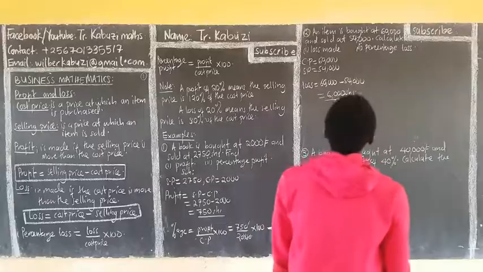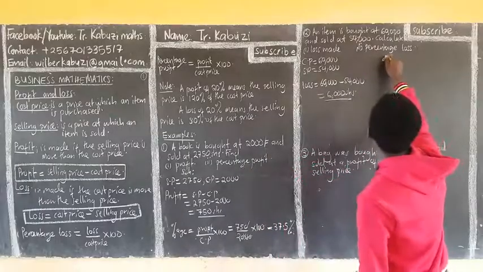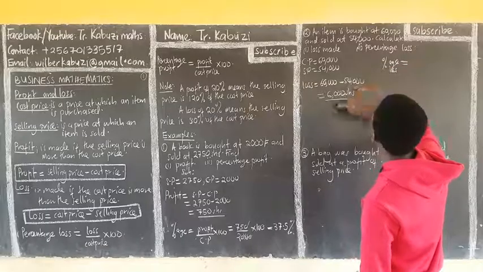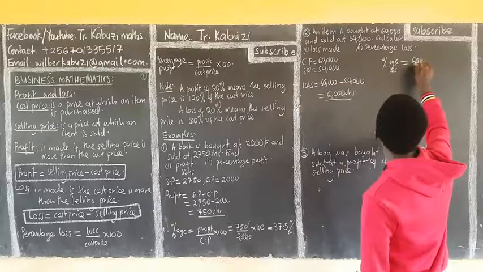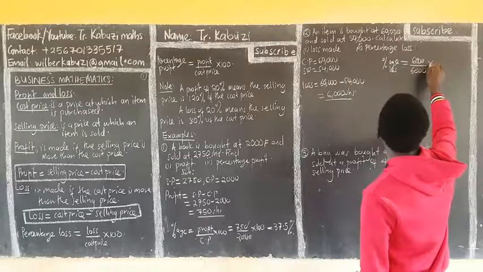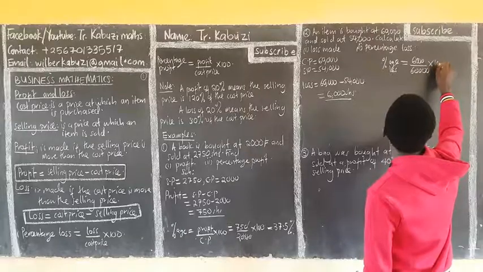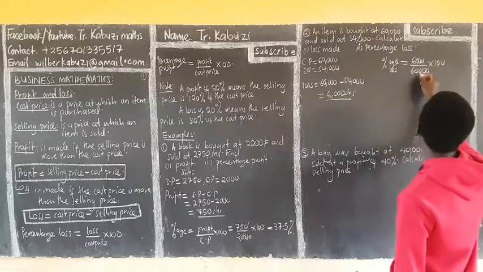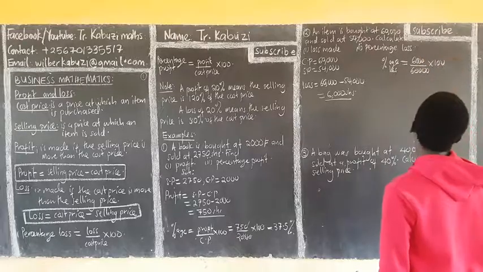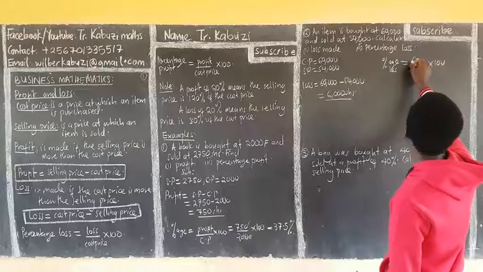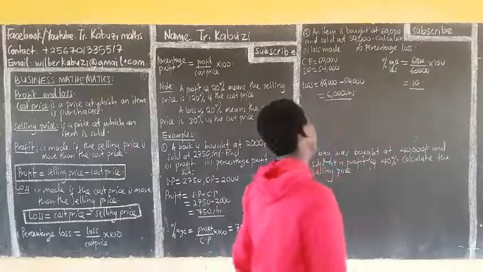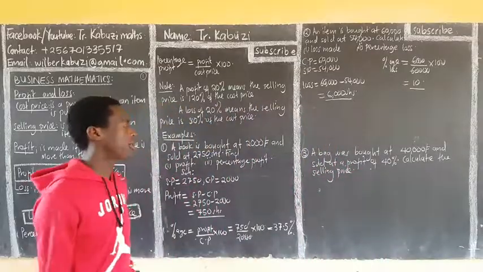Then the percentage loss is going to be the loss we made, 6,000 over the cost price, then times 100. You see that the zeros go like that, then this one with this one. So this is going to give us a 10% loss. And so that's how we run these. These are very good questions, by the way.